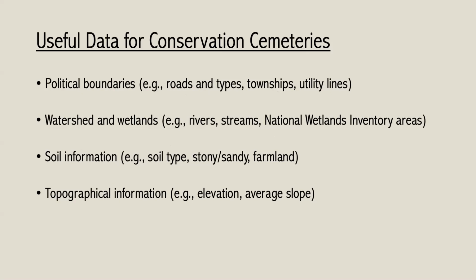Other information that may be helpful in this preliminary period, even after the parcel is obtained, is watershed and wetlands information, soil information including soil type, farmland type, which gives an idea of the health of the soil, and topographical information including slope and major elevation changes.